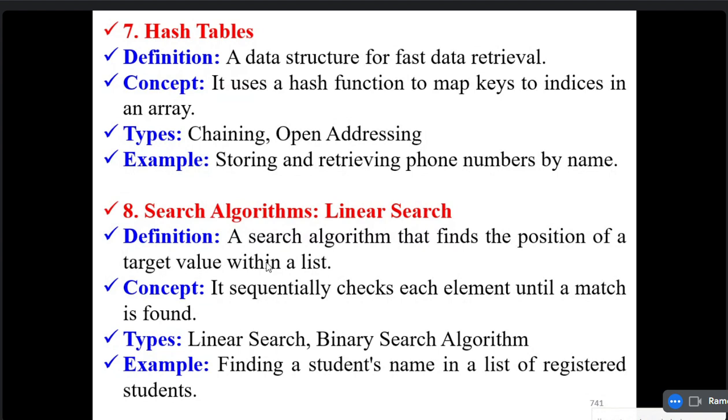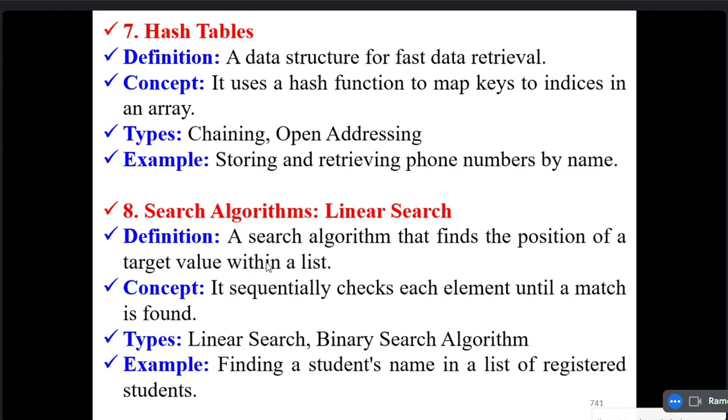Then searching means searching for an element in a database by using linear search and binary search. A searching algorithm that finds the position of a target value within a list is called linear search. We search elements in a linear fashion, that's why the time complexity of linear search is order of n. It sequentially checks each element until a match is found. Types include linear search, binary search, and Fibonacci search.